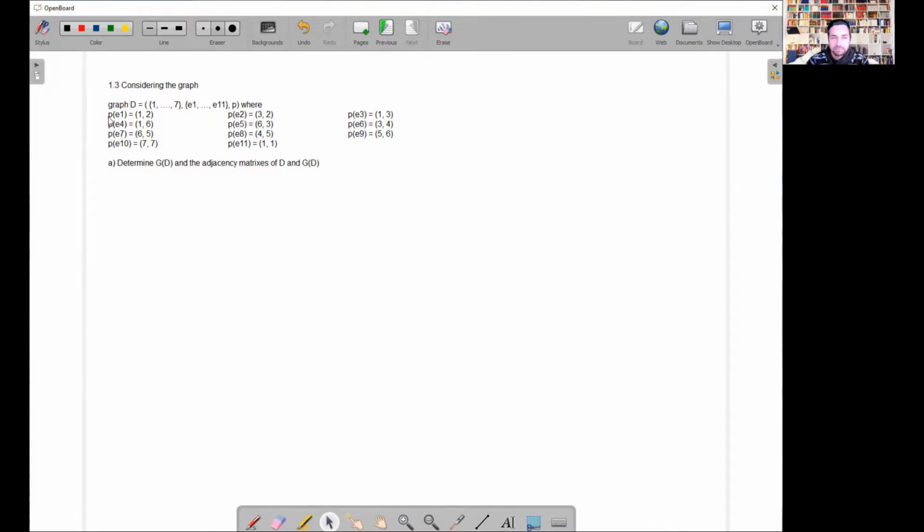So for instance, the application of E1 means that it is linking the nodes 1 and 2, right? If we apply E2, it means that it is linking the nodes 3 and 2. So the first thing that we are going to do is to draw this graph before working on the adjacency matrix.